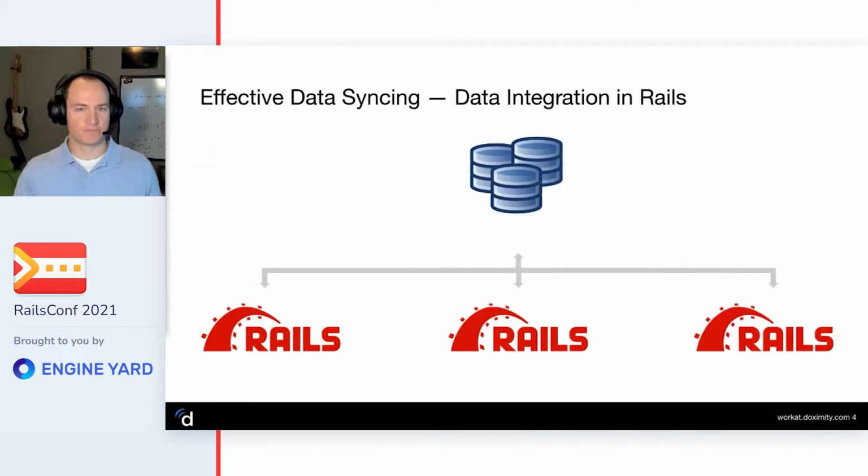So now that we know a little bit of the background, the domain that we're going to be talking about, let's define effective data syncing. What I'm talking about here is data integration in Rails. So you have many Rails based microservices, and you have many different data stores. How do we move data to and from those different data sources while respecting application business logic without breaking things?